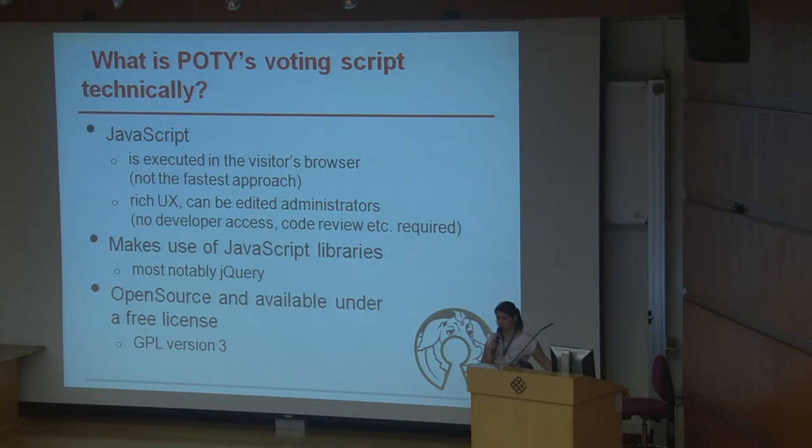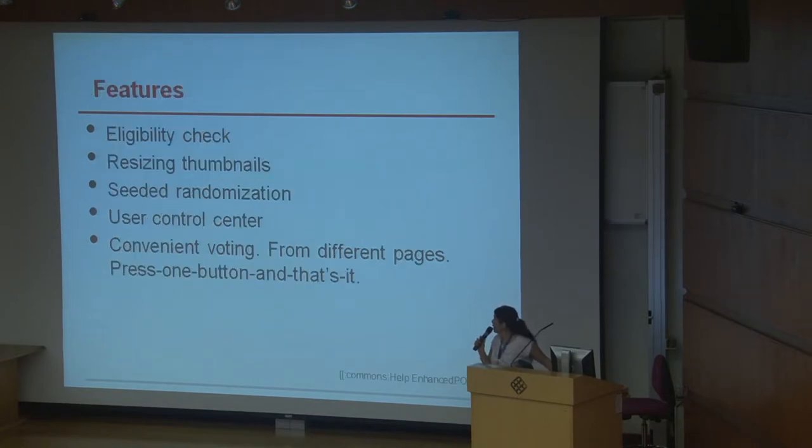And open source, of course, because we need to put it in Commons, so it needs to be open source. The script does everything for us. We do the rules, the script checks everything. It checks if you're eligible. It checks which set of thumbnails you want, and I'll get back to that after. We actually send you a different version of the page every time you come there, so the first picture that gets featured doesn't have an unfair chance, because everyone will see that and no one will see the last one.